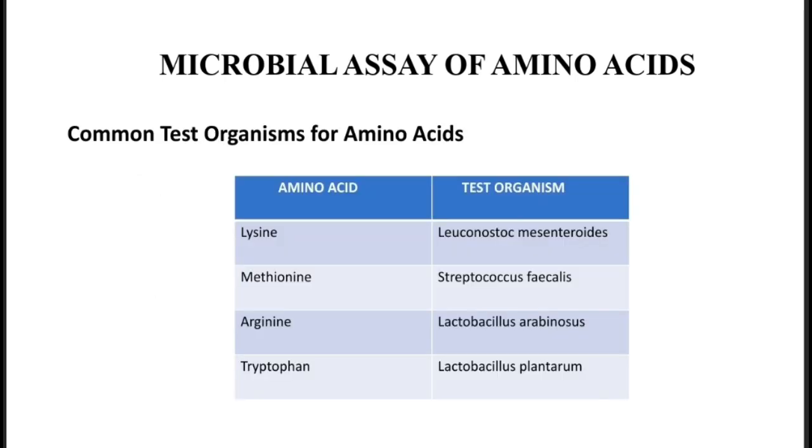Common test organism for amino acid. Amino acid test organism. Lysine, Leuconostoc mesenteroides. Methionine, Streptococcus faecalis. Arginine, Lactobacillus arabinosus. Tryptophan, Lactobacillus plantarum.